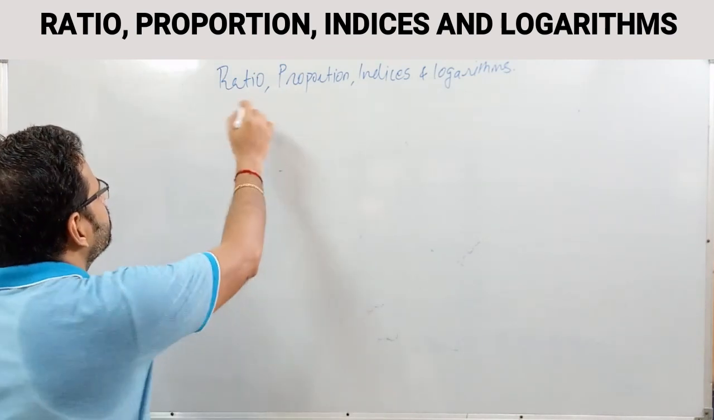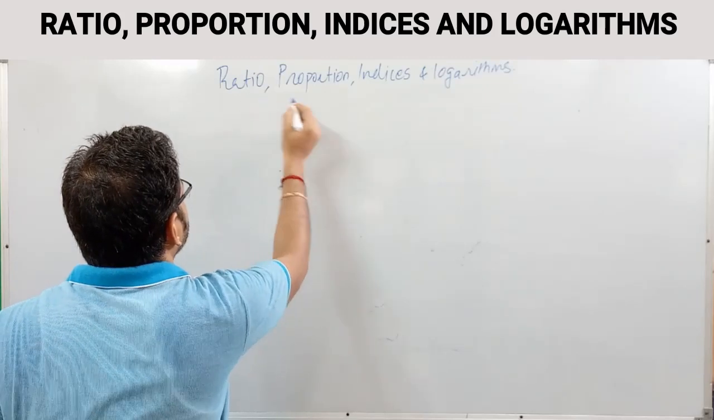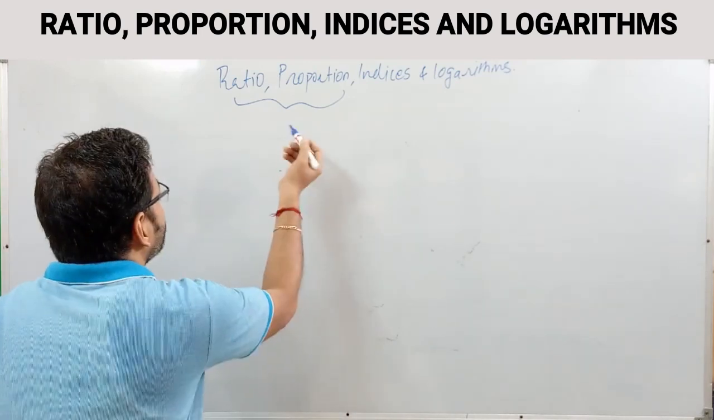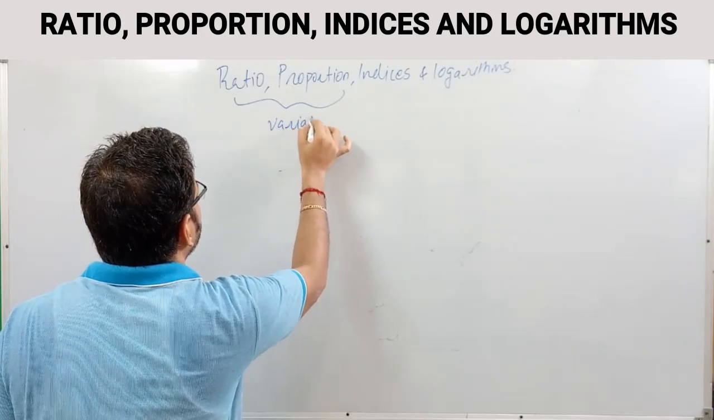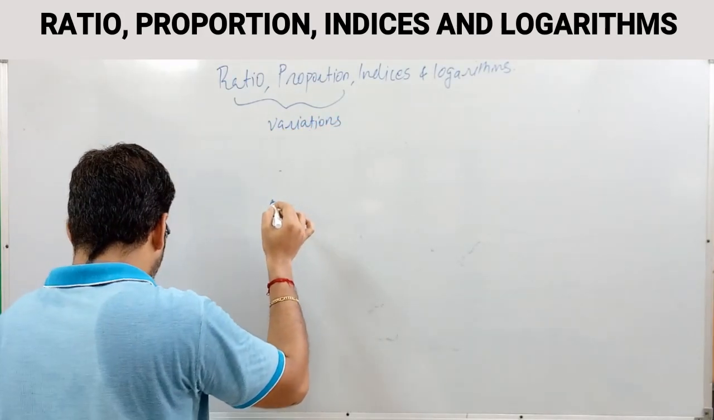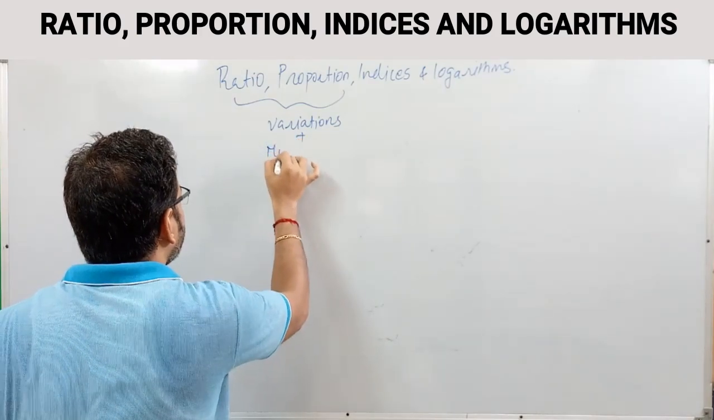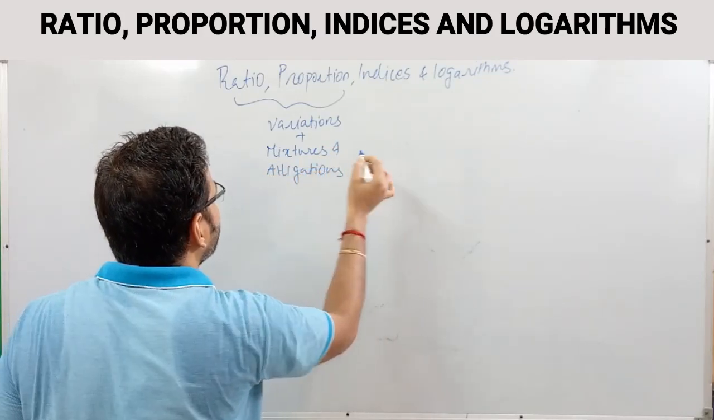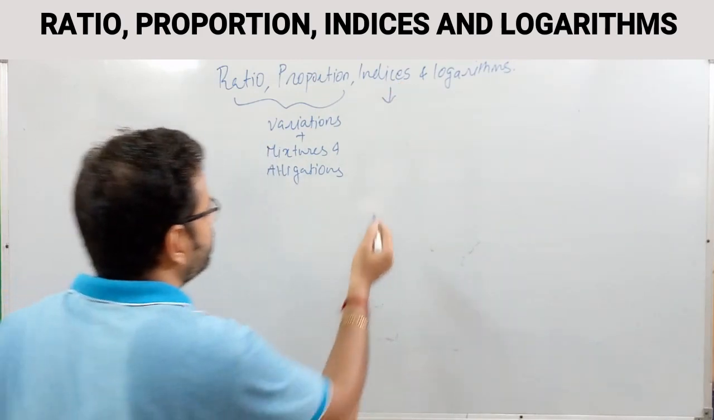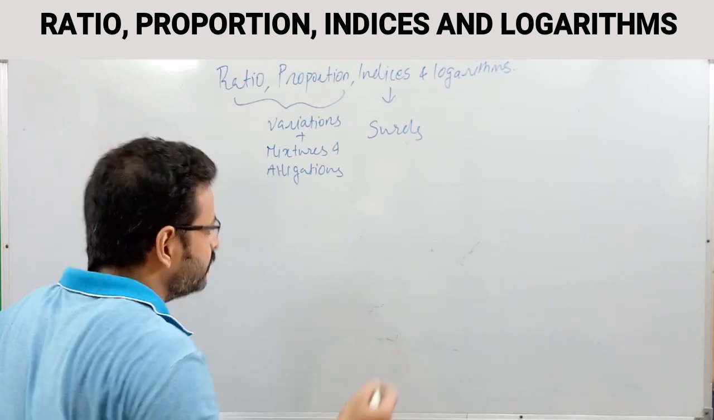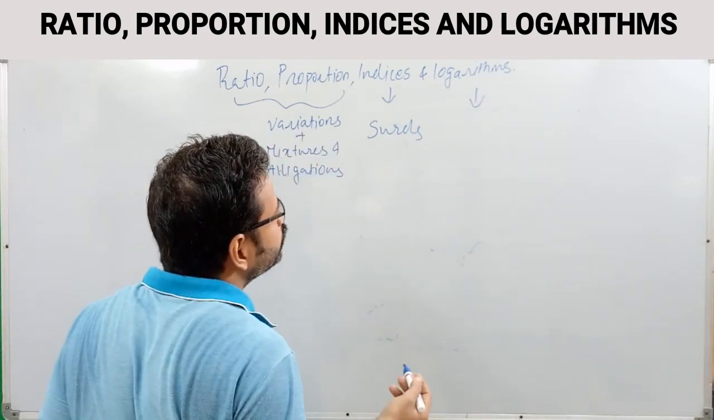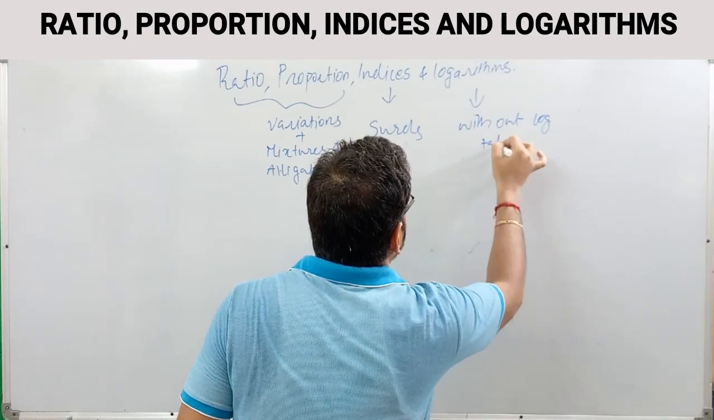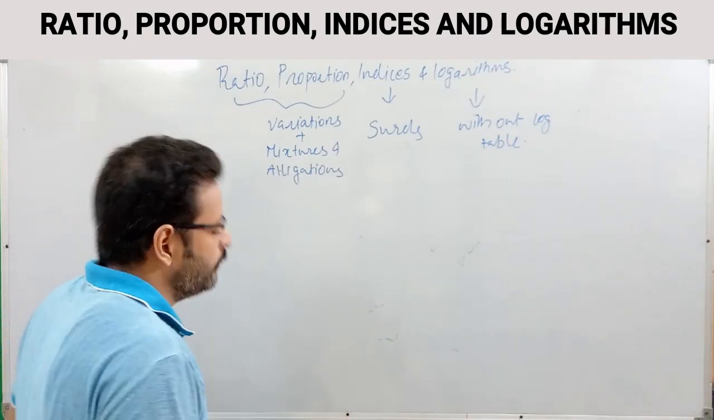From past experience, the questions asked in examination covered under ratio and proportion are from variations plus mixtures and allegations. Under indices, the questions are asked from surds also. Under logarithms, the basic problems plus how to compute logarithm without log table. Okay.